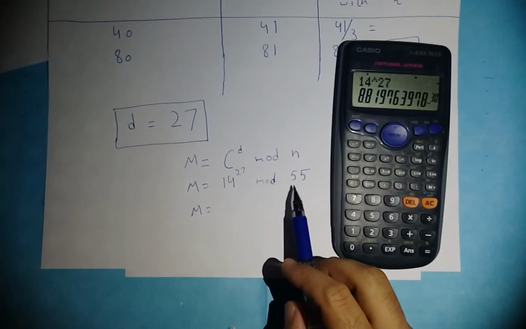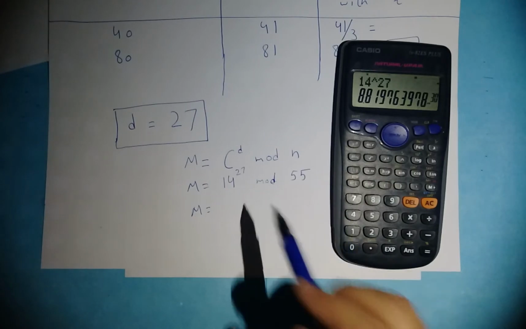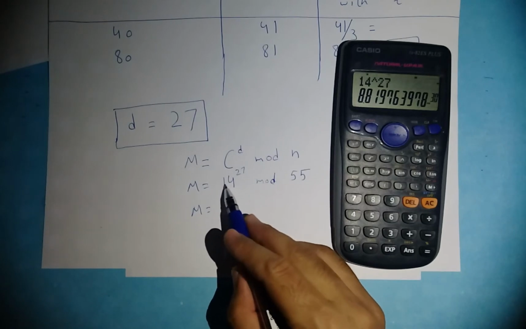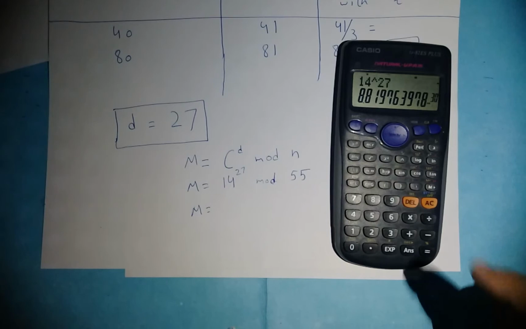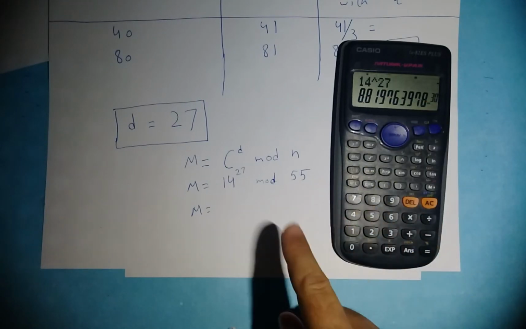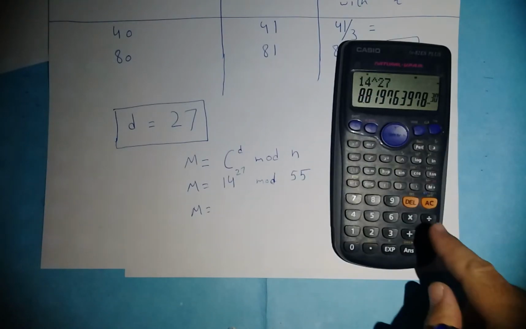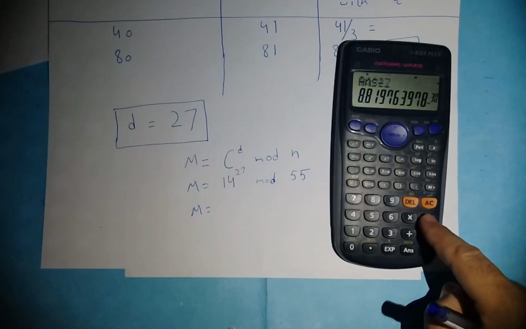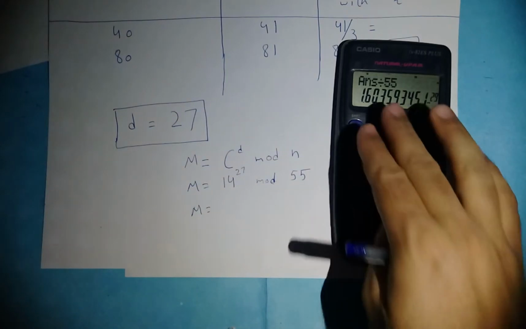Now in the last video I showed you how you can take the mod, but in this video again I'm going to tell you how you can take the mod. First of all, I solved 14 raised to 27. Okay, now this is the answer I get. And after that, I'm going to take the mod. Now for taking the mod of that value, first of all I will divide this value with 55. So I get the answer like this.